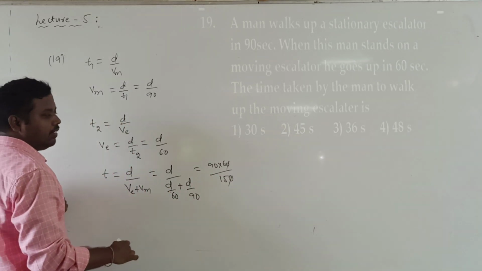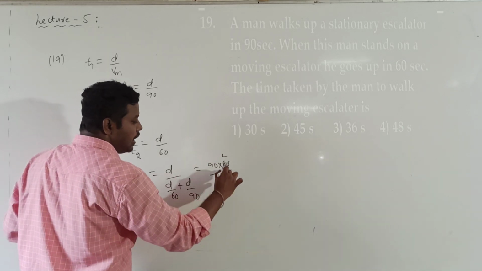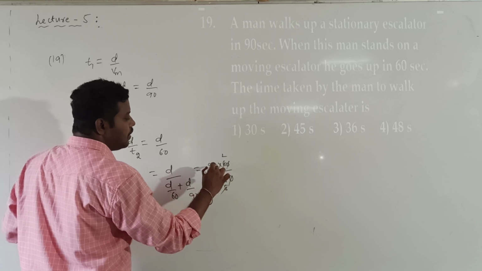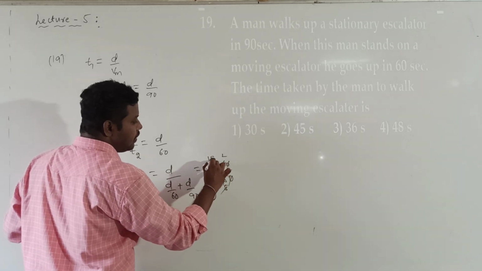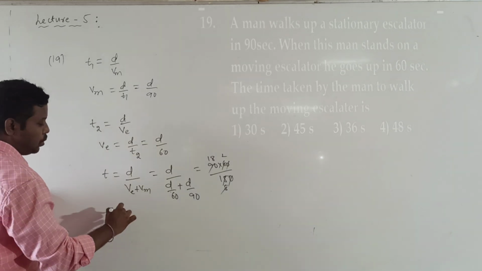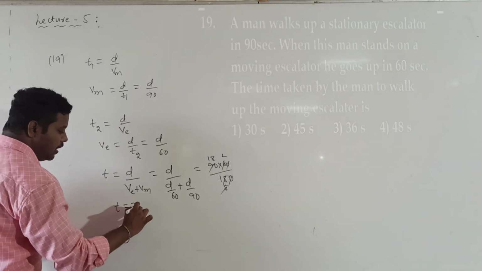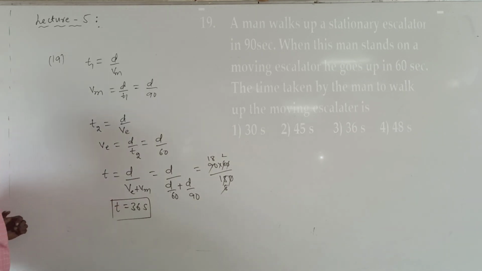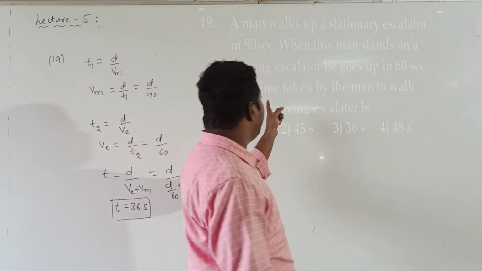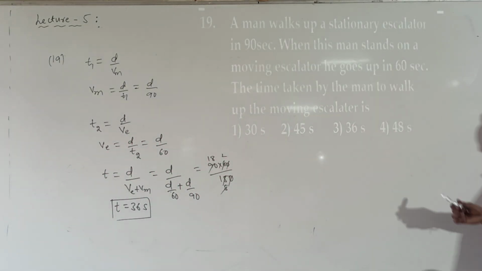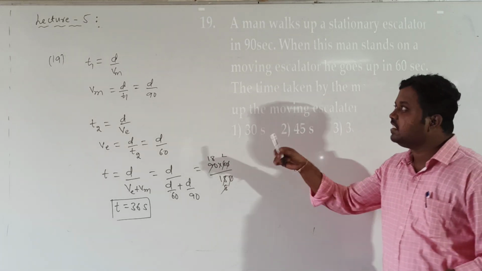Okay, then what do I get? The answer is 1 by 2, so 5, then 5 ones are 5, 5 eights are 40. Then the answer is 18 twos, so t is equal to 36 seconds. What is this 36 seconds? It is the time taken by the man to walk up the moving escalator. So that answer is 36 seconds.